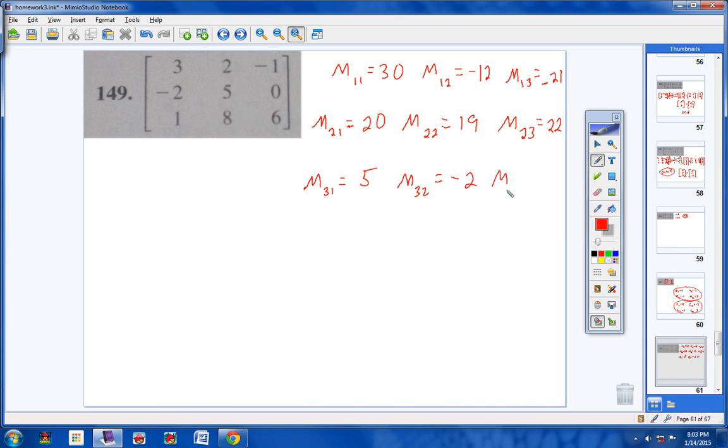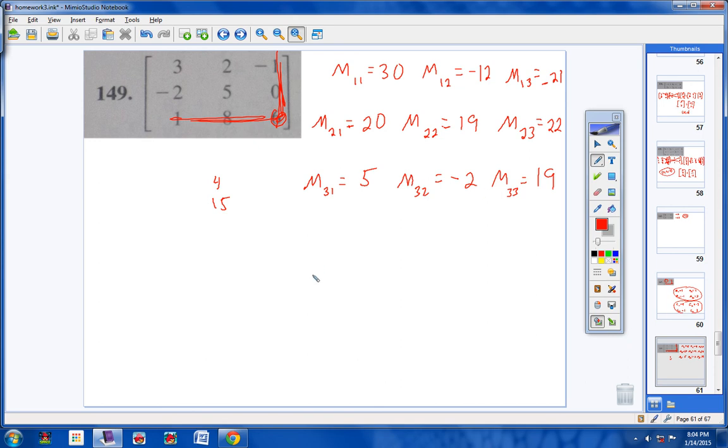Alright, and then minor 33 equals row 3, column 3, there and there. So here's our 2 by 2, negative 2 times 2 is a negative 4, put a 4. 3 times 5 is 15, so we get 19. Let me check these real quick in the book to make sure we're accurate. 30, negative 12, 21, 20, 19, 22, 5, negative 2, 19.